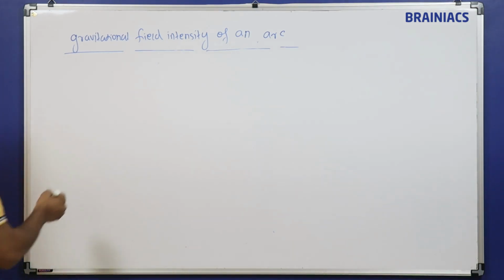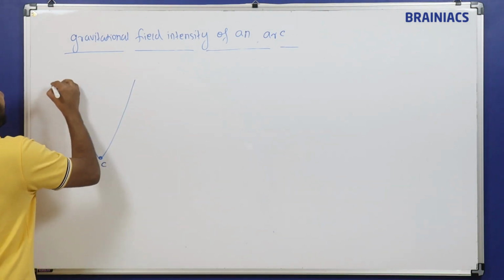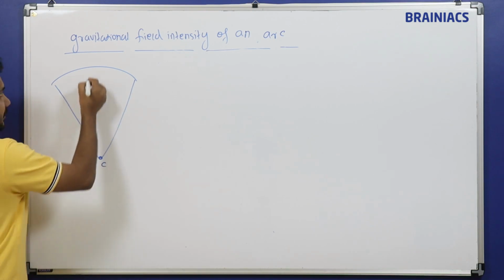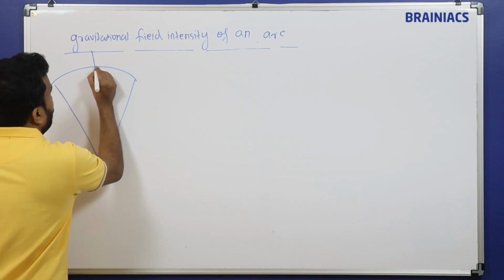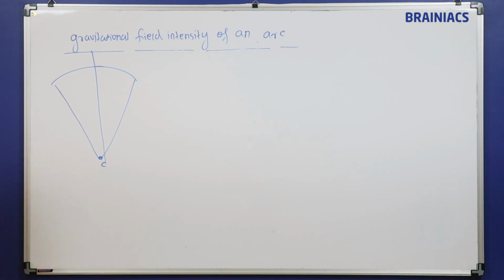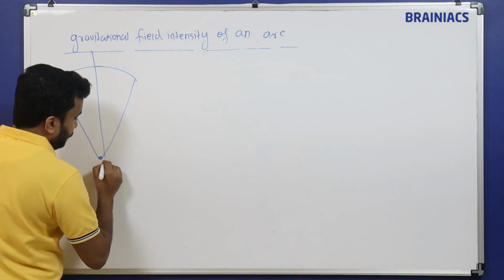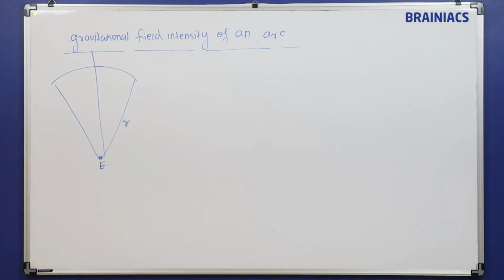So let me consider an arc. We are going to find the gravitational field intensity at this point. So this is like this, and this is the central axis. We are considering one small piece of mass anywhere in the system, and here we are going to find the gravitational field intensity, and its radius will be equal to r. So we need to consider a mass whose length and other quantities we need to calculate.